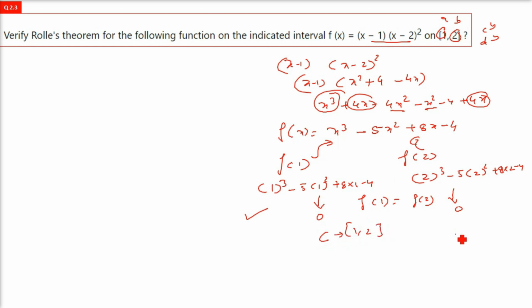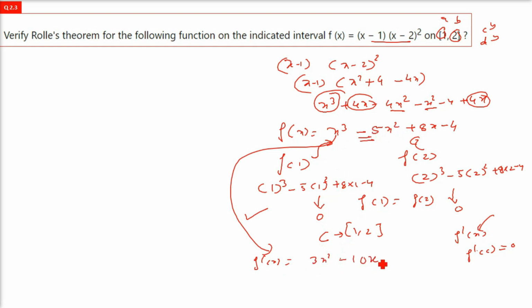So this c should be between 1 and 2, and when we take the differentiation of this function, we just put it as 0. So that x, which we find out by putting f dash x equal to 0, is actually the c we are interested in, which will lie between 1 and 2, and we'll check it. So f dash x is the differentiation of this. X cube differentiation is 3x square. Then minus 10x, and then we have here 8. So plus 8 it will be, minus 4 will be 0.